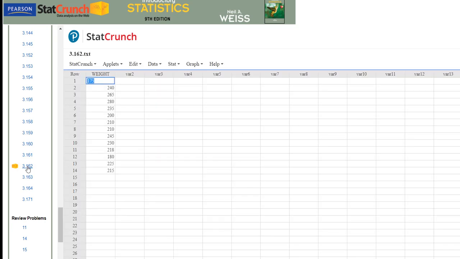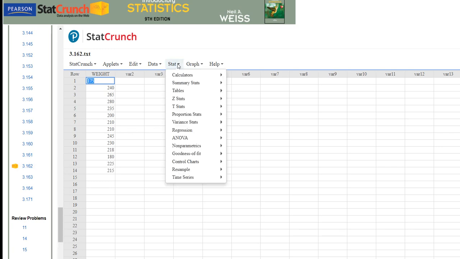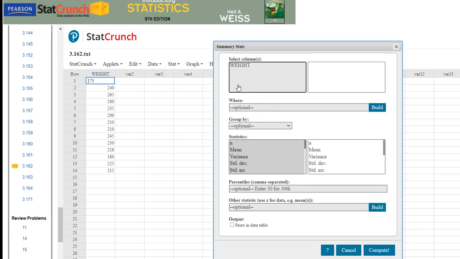So these are the weights, right? And let's get those numerical measures. We're going to do it like we did in earlier sections 3.1 and 3.2. So we're going to go to Stat, then Summary Stats, and our variable appears in the column. So we go to columns. There's only one variable, weight, so I'm just going to left click once on that.